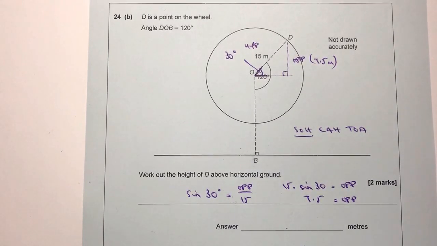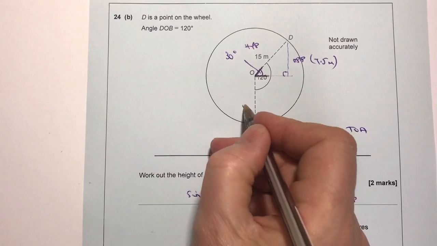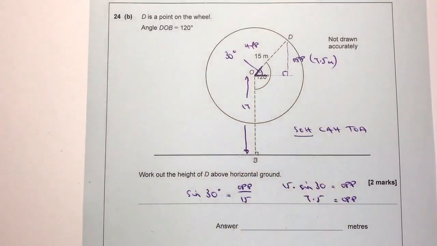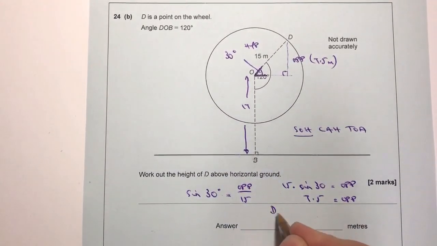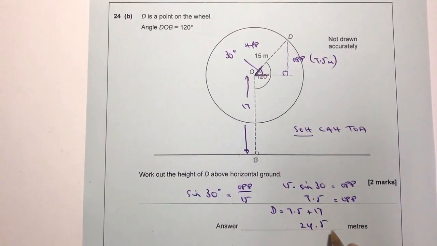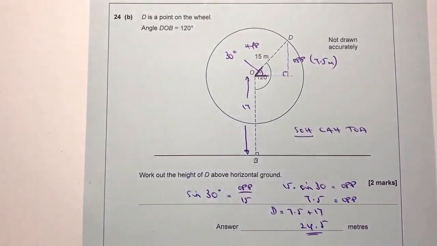Okay, so if that value is 7.5 meters, I then need to add that on. Don't forget, we said before that this overall is 17. So if this overall is 17, the height of D must be 7.5 plus 17, which is 24.5 meters.